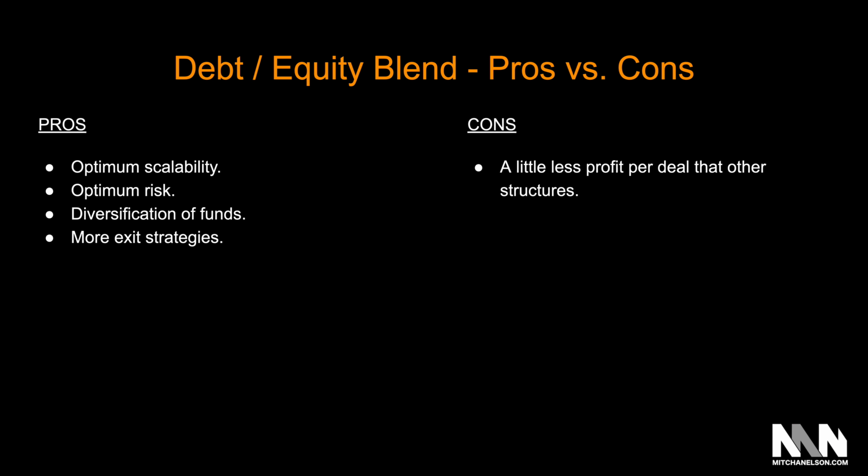The cons, however, it's a little less profit per deal, but if your strategy should be to build a scalable real estate investment business, this isn't about doing onesie twosies. Nobody's going to get rich off of doing onesie twosie fix and flips, right? We want to build something that's scalable where we can have control over the risk as much as possible, and that's what the debt equity blend does for us. So go out and use that debt equity blend strategy.